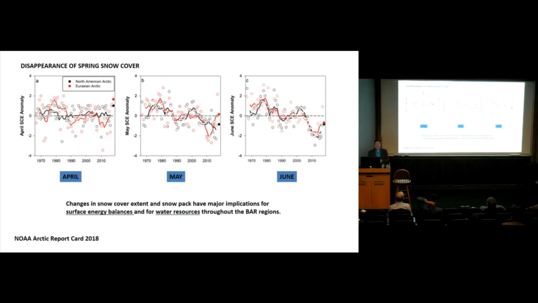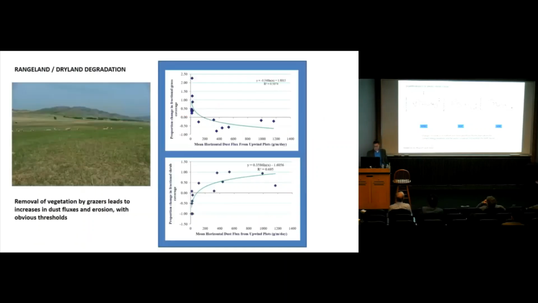Spring snow cover in the northern hemisphere, particularly in the Eurasian part of the northern hemisphere, is decreasing 10 to 15% per year. And snow has a major impact on water resources throughout the region and also on surface energy balance, the exchange of radiation between the atmosphere and the land and the sun and the land.